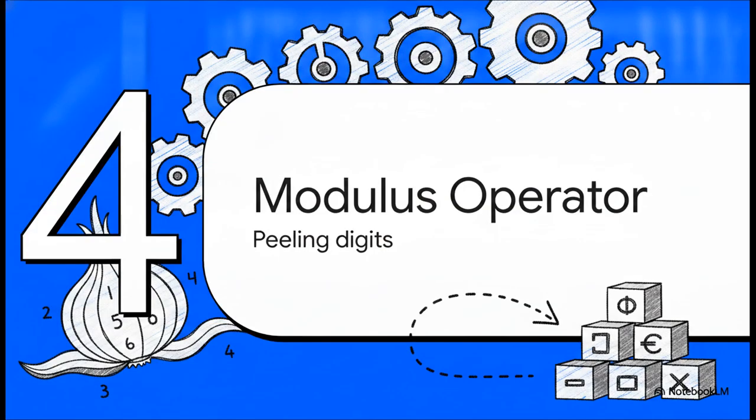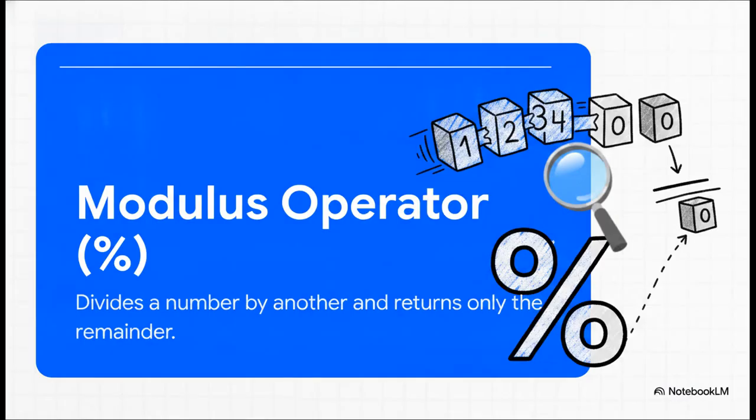Okay, Part 4, the modulus operator. Peeling apart numbers digit by digit. Let's say we have a totally new problem. I want you to write a program that takes a 4-digit number, like 1234, and displays every single digit separately on the screen. How on earth do you pull a number apart like that?